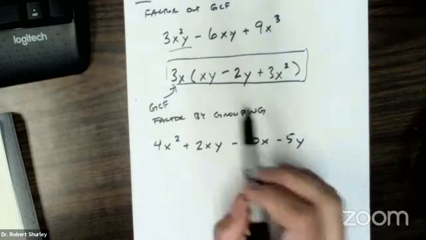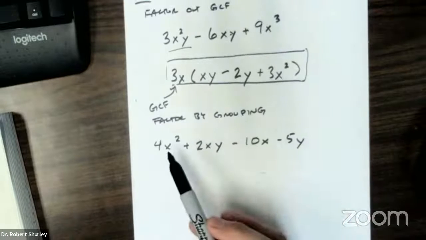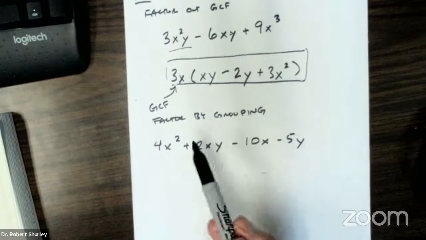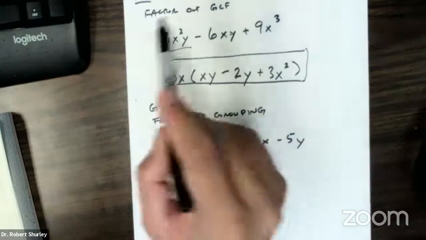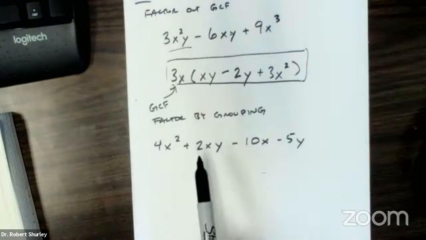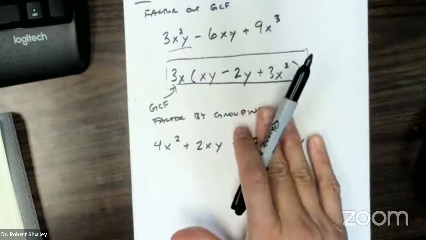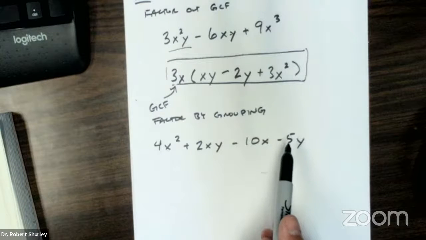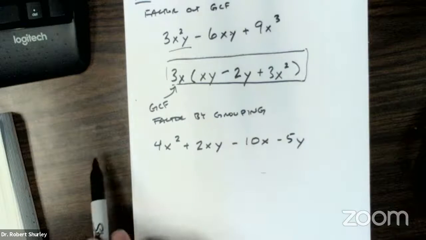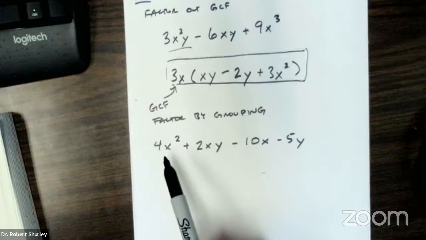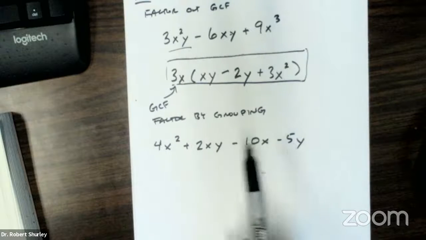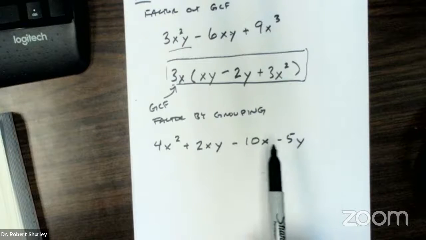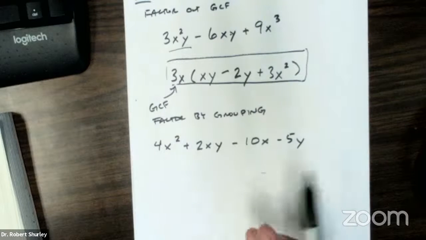And so the indicator that I should use factor by grouping is we have 4 terms, right? 1, 2, 3, 4. And look, there's no greatest common factor. 4x squared, 2xy. Well, there are common factors for the first two, but 5 is not divisible by 2. So I know I can't factor a 2 out of everything. And not all of them have an x or a y. They don't have an x completely through, and there's not a y completely through.